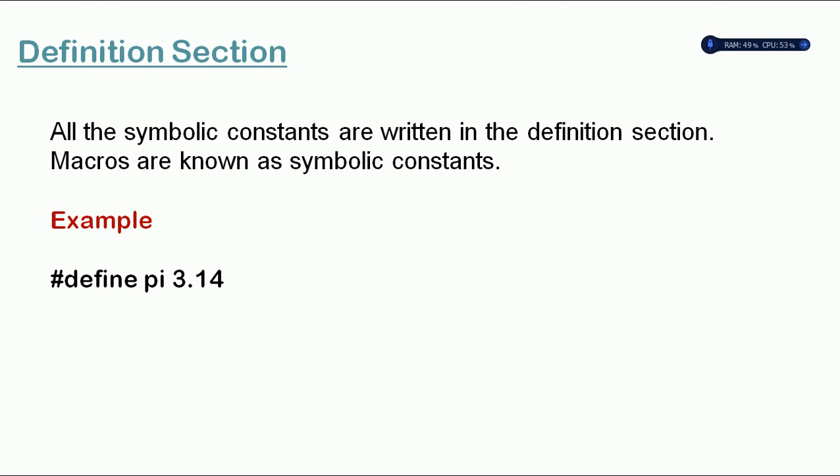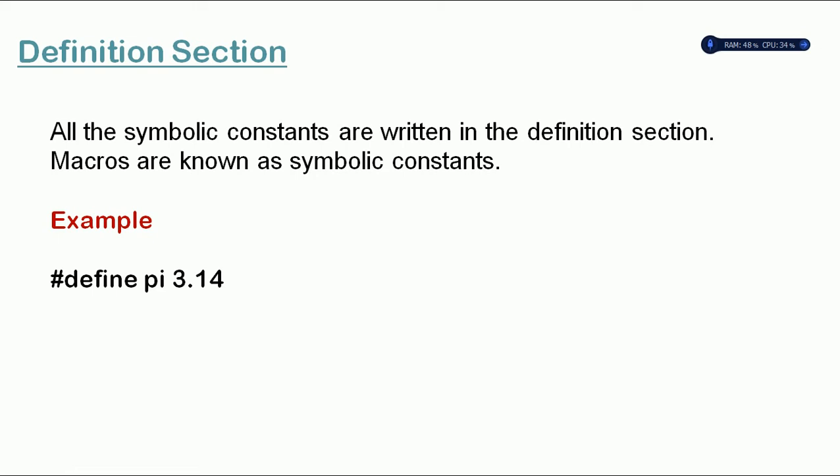Right? So in the definition section, all your symbolic constants are written, and macros are known as symbolic constants. Simply, I am using the preprocessor #define. For including your header files, you can use #include, and for defining constants or symbolic constants, we can simply use #define as a preprocessor. Now, I don't have a pi symbol, so simply I can use PI, and then with a gap I can provide my pi value, that is 3.14.